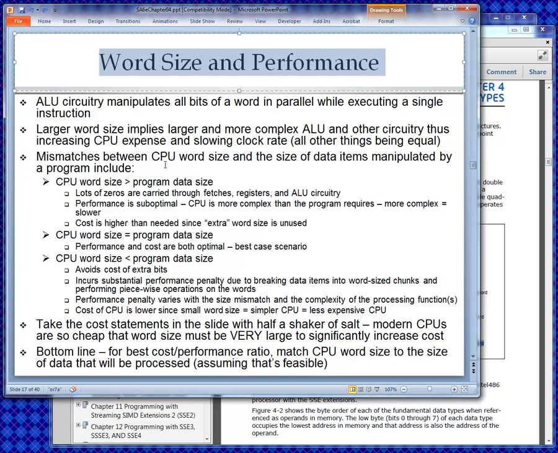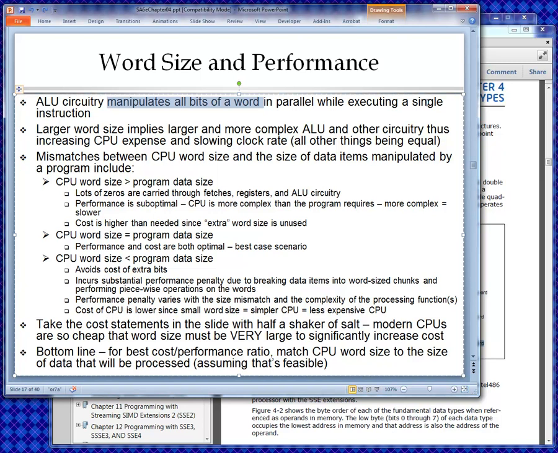Well, it boils down to this. What is the size of the pieces of data I normally need to manipulate? And is my CPU word size at least that big? The circuitry of the ALU is designed to manipulate all of the bits of a word in parallel when it executes a single instruction. So if I'm adding a 32-bit number to a 32-bit number, think of 32 individual add operations, one per bit position, going on.